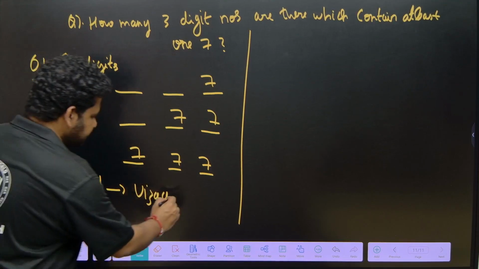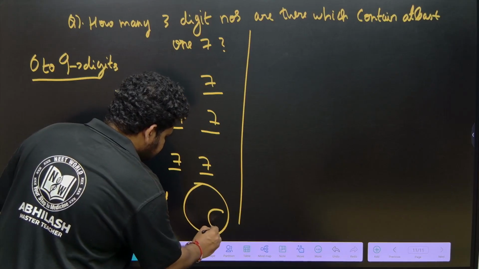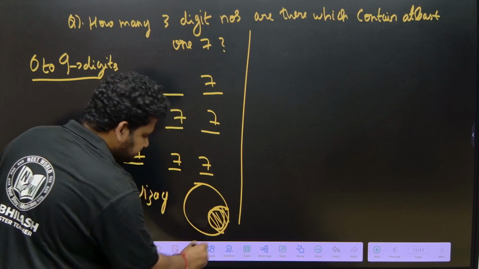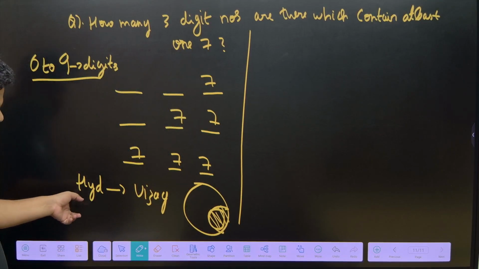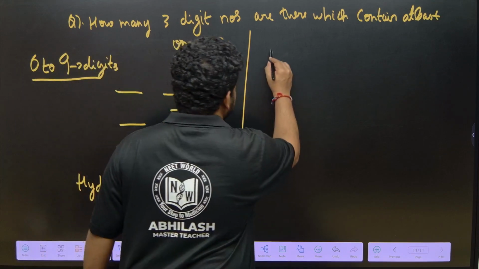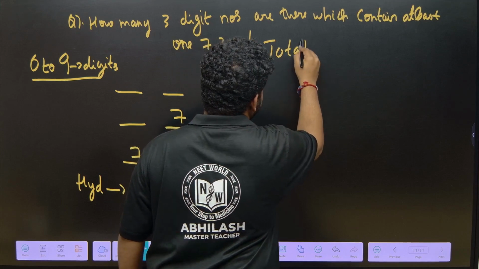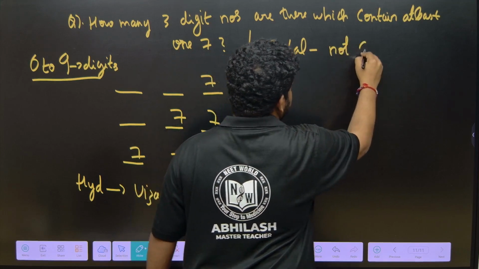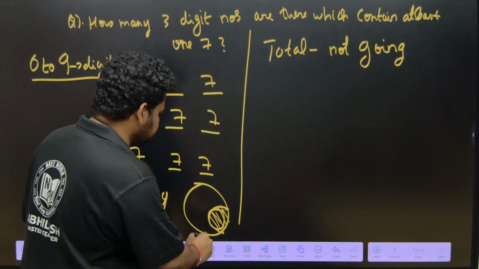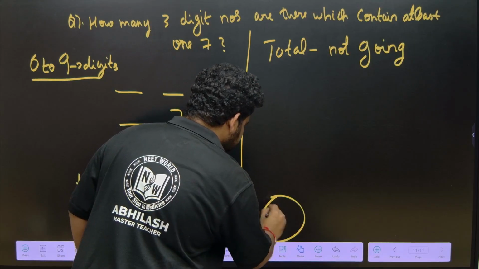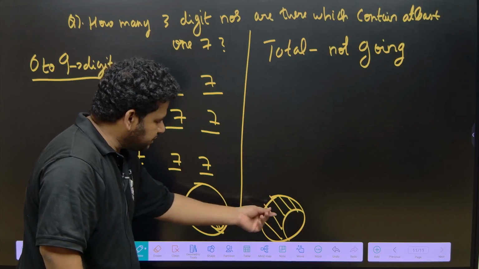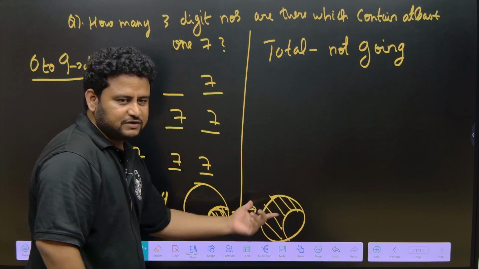Okay, suppose out of the total buses, these are the ones which are going to Vizag. So instead of finding out how many buses are going to Vizag, I can also find out total minus not going. Total minus not going gives me what? Going.